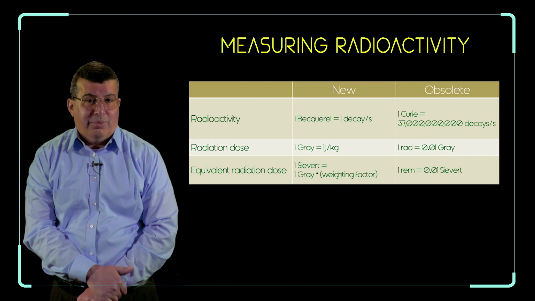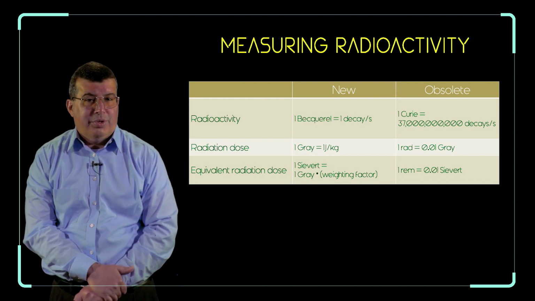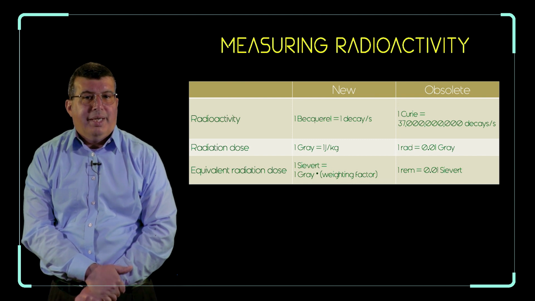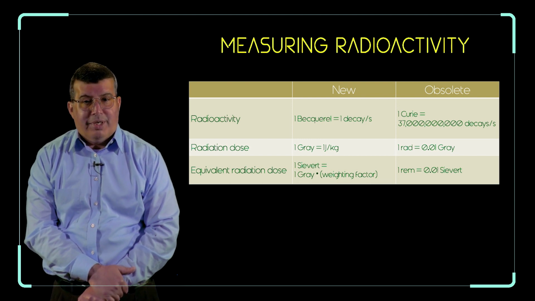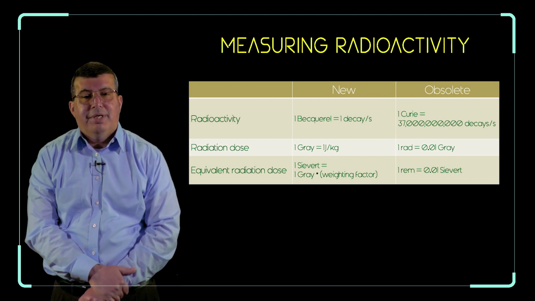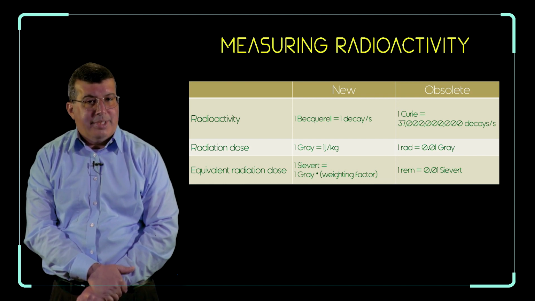Okay, so we measure the radioactivity of a source with the units of becquerel, and obsolete, that would be a curie, and the equivalent radiation dose, the effect of the radiation that a person receives, is measured in units of a sievert, or obsoletely, a REM.